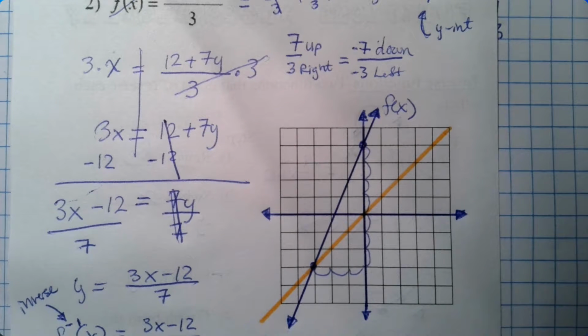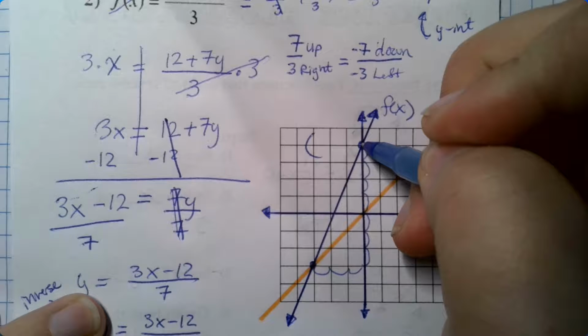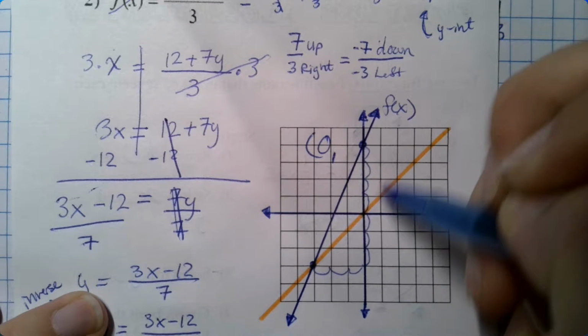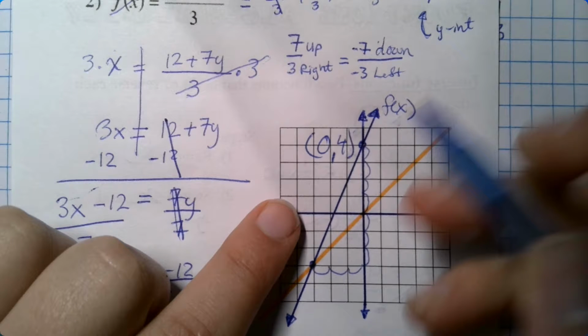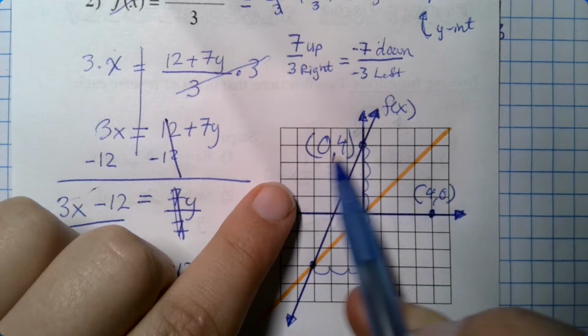What's the coordinates of this point right here? Over how many, up how many? Over 0, up how many? 4. So if you just switch x and y, over 4, up 0, see how that's 4, 0? See how I just switched x and y?